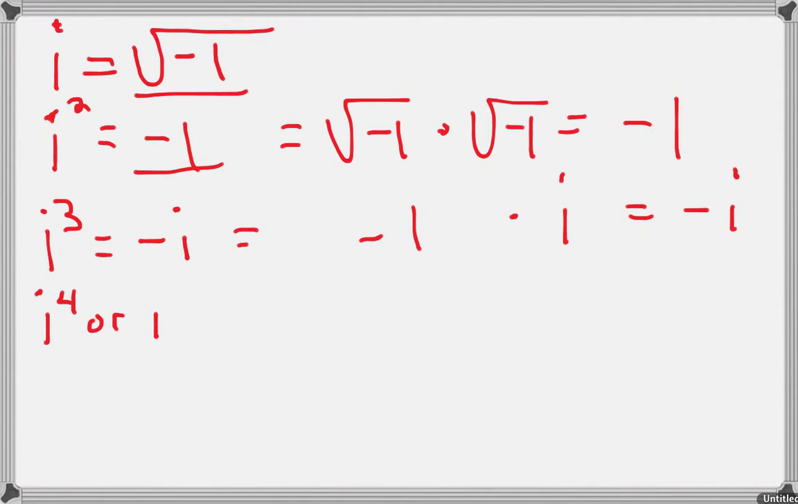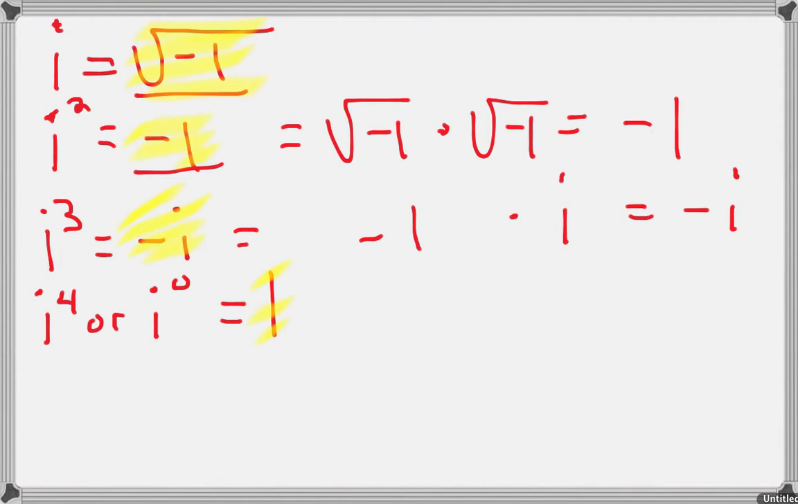Now this last one I want you to memorize, i to the fourth or i to the 0 power. Okay, what does that equal? That equals 1. Okay, so I can highlight the ones I want you to memorize. These little conversions. This is +1. Okay.